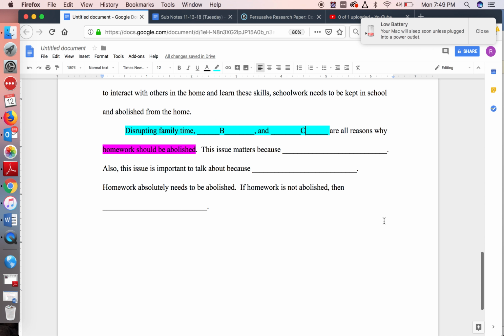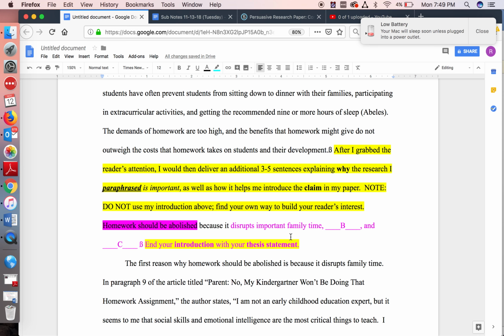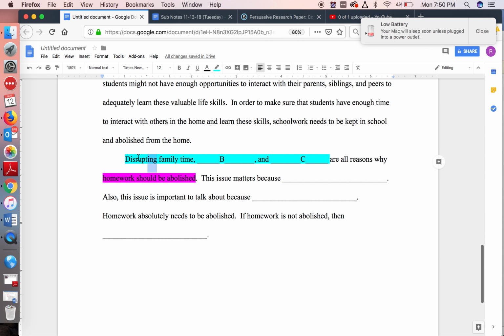I say disrupting family time, idea B and idea C are all reasons why homework should be abolished. And notice how the verb form here, I changed it to -ing at the end, and you might have to do that because up here we say because it disrupts family time, blank and blank. But when we go down here, when you're leading with the supporting ideas, you kind of have to change those verb forms a little bit. So here I have disrupting family time, stressing students out, and increasing students' depression, whatever, are all reasons why homework should be abolished. Then I could go on.